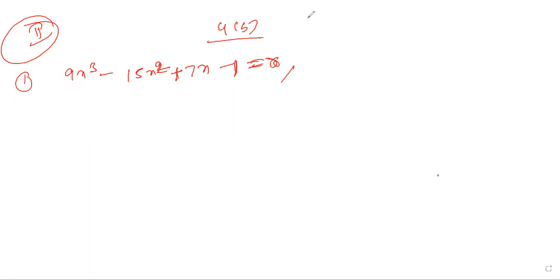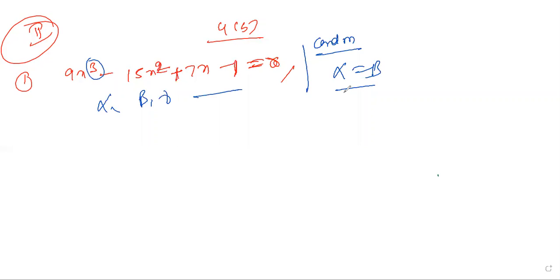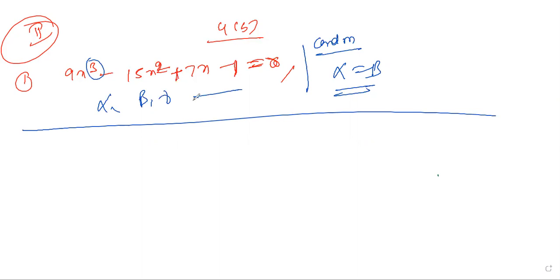What do they mention? Given that two roots are equal. How many roots are you having? Three roots. For example, alpha, beta, gamma. You have to take three roots. The condition that they mentioned in the question is that two roots are equal. Am I clear? So I should take alpha is equal to beta for my convenience.